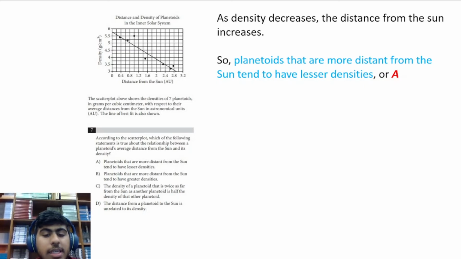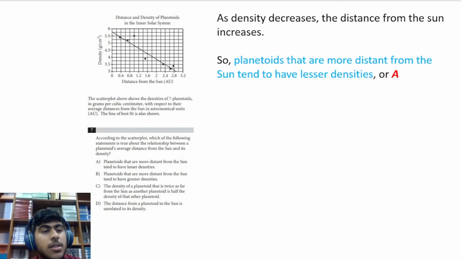Now answer choice C is a bit more difficult to look at, since it says that the density of a planetoid twice as far from the sun as another planetoid is half the density. This does fall in the line of increased density, less distance, or less density, increased distance. However, we can look at some examples here. We can take the points that look to be around 0.4 astronomical units and 0.8 astronomical units. Those two things have nowhere near half the densities, so that's incorrect.